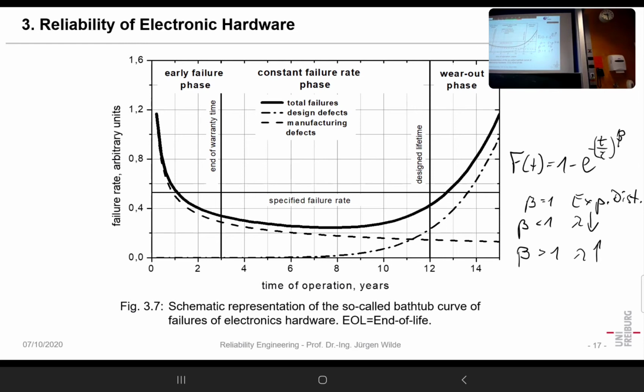So the bad ones die out, and of course you could say who is responsible here. Here mainly the manufacturing manager is the responsible person, because you can have a better production or a worse production, and that means that the initial failure rate curve will be higher or lower.